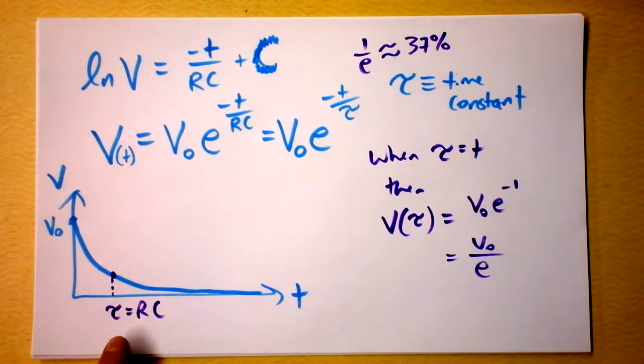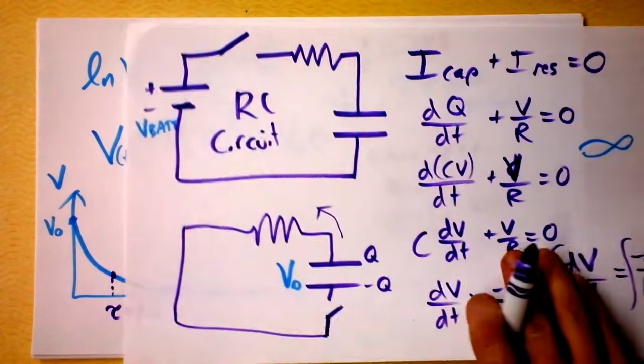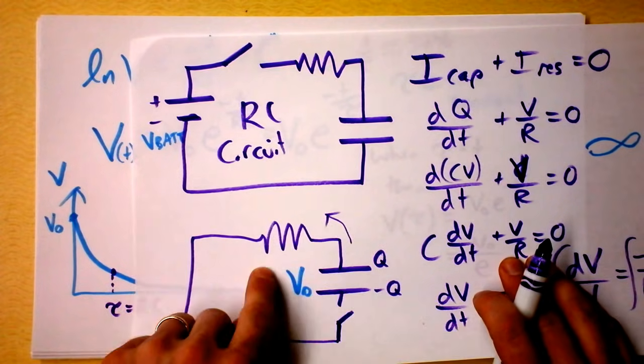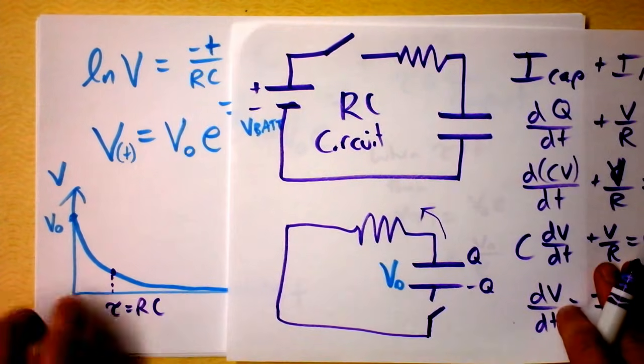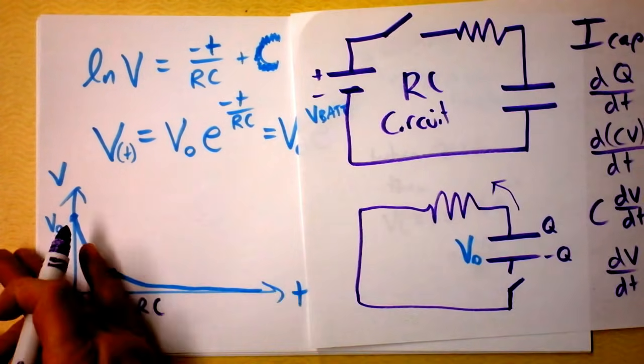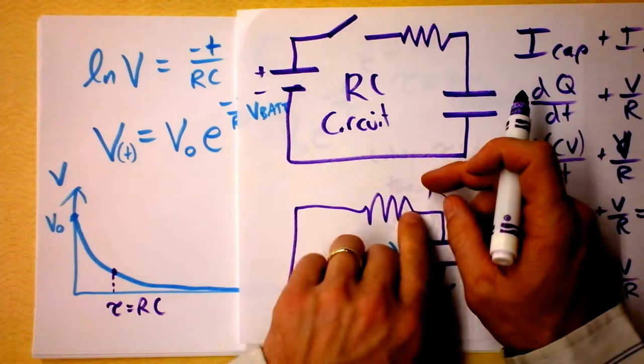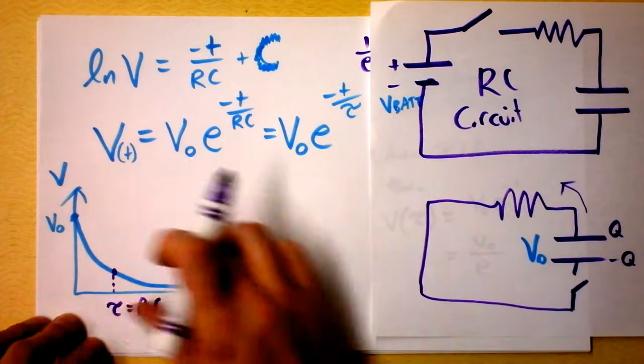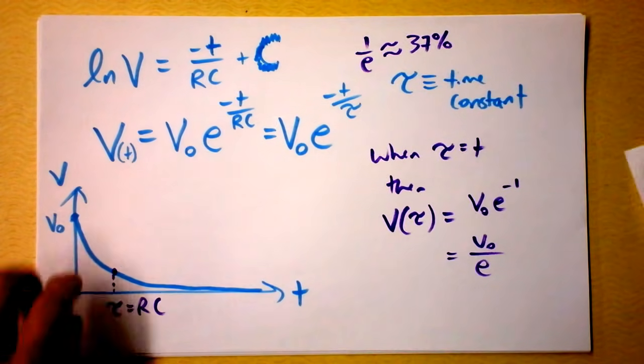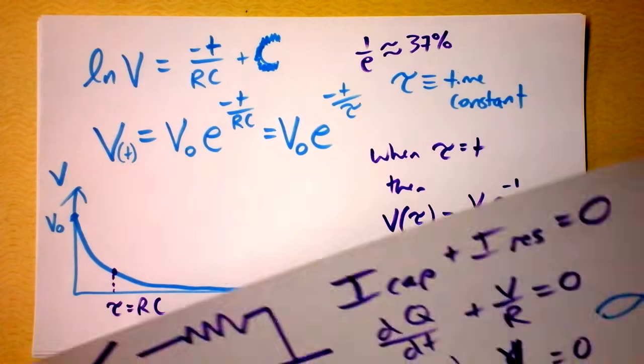So if you're interested in making the capacitor discharge more quickly, you put a smaller resistor in there, right? So then this whole graph shrinks up to the left. If you want a larger resistor in there, then you're going to magnify the whole graph out to the right, and you're basically changing tau, the time constant.